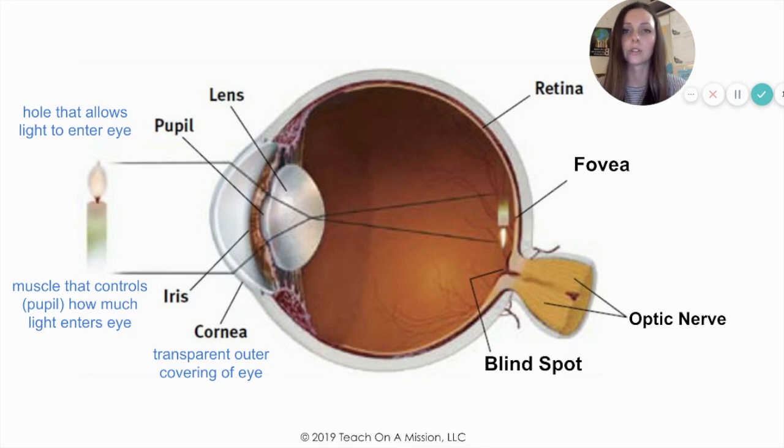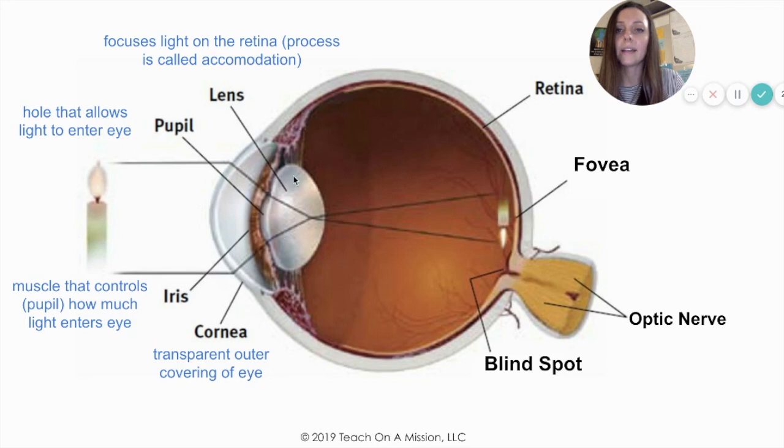So the pupil is actually a hole. I need you to know that. It's not a black dot in your eye. It's an actual hole in, and that's how your light is able to enter the eye. Your iris, like I said, is the muscle, but it's also the colored part of your eye. So if you have blue eyes, green eyes, brown eyes, that's the iris that you're seeing.